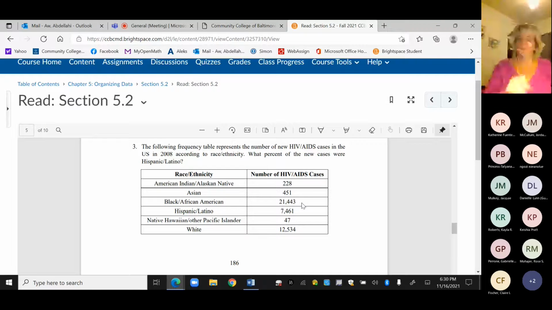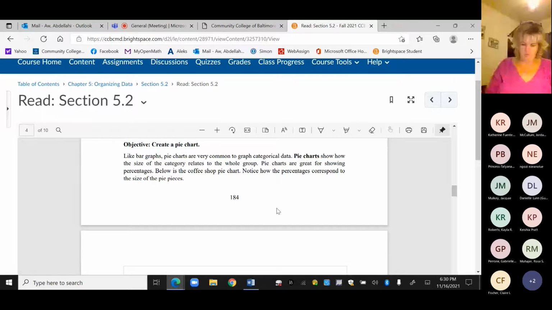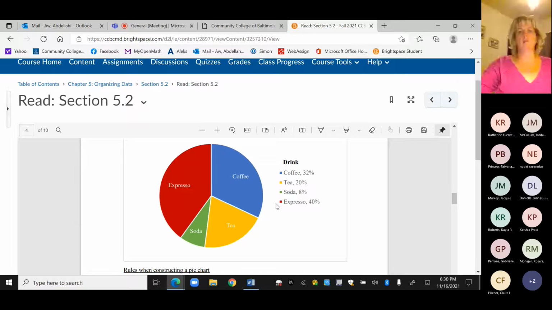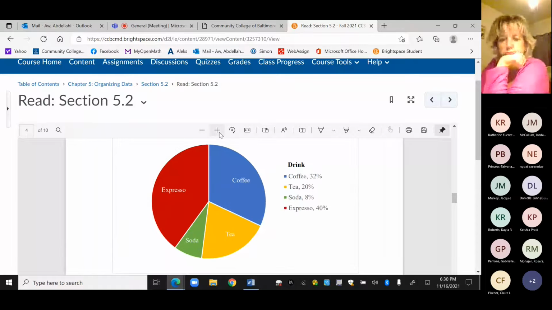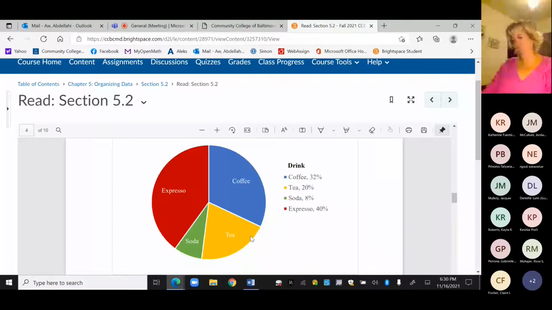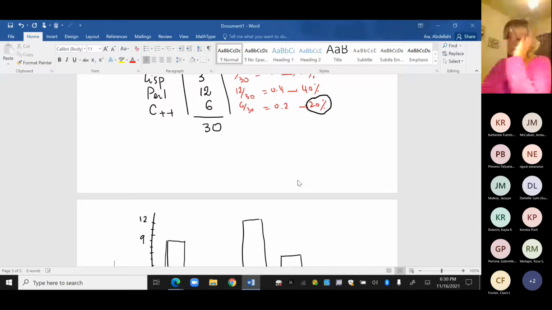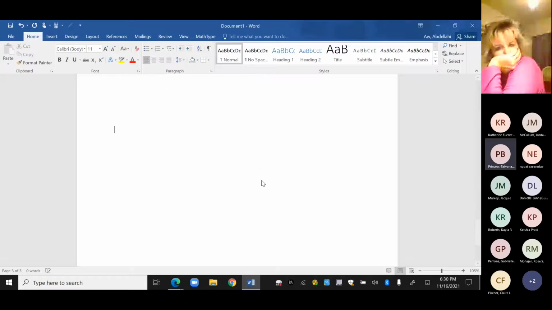So now we have another way to represent categorical data, which is what you call the pie chart. Everybody see that? Can you see my screen? Yes. This is what you call the pie chart. The pie chart is another way to represent categorical data. So let me have it right here so I can put some comments on it. That is a pie chart.